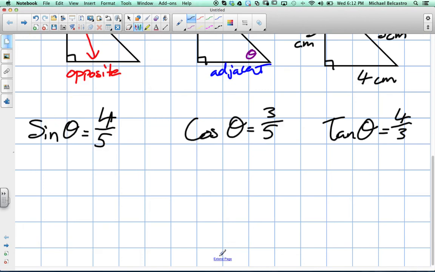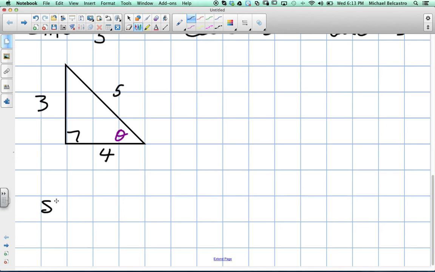Okay? We'll use that same type of triangle. I'm going to use the same measurements. But in this triangle, I'm only going to change one thing. 4, 3, 4, 5. And now I want you to give me sine theta, cos theta, and tan theta. So starting with sine, what is it equal to?